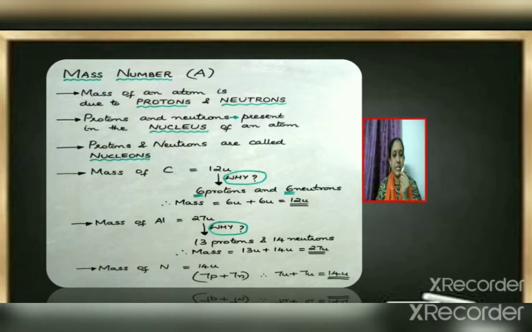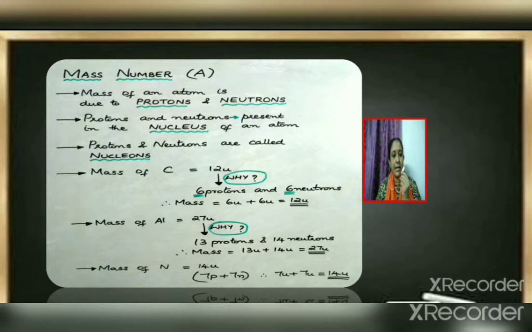Now for example, consider carbon. Mass of carbon atom is given as 12u. Why is the mass of carbon atom given as 12u? Because one atom of carbon has 6 protons and 6 neutrons. Therefore, mass will be equal to 6 plus 6, which is equal to 12u. Now consider aluminium. Mass of aluminium atom is equal to 27u. Why is the mass of aluminium atom taken as 27u? Because it has 13 protons and 14 neutrons. So 13 plus 14 gives you the mass of aluminium atom as 27u.